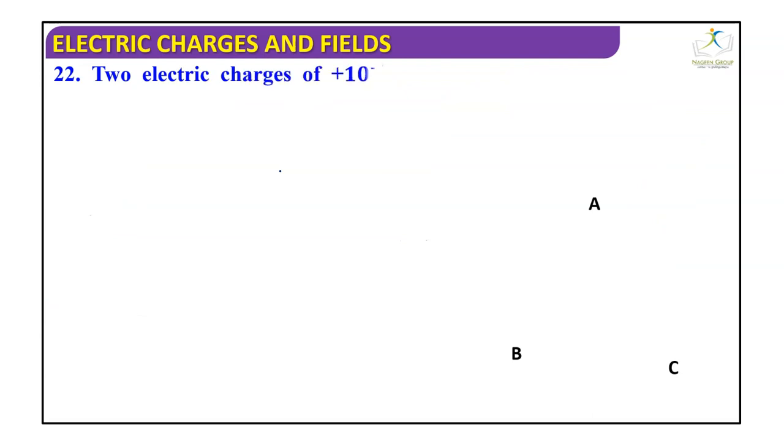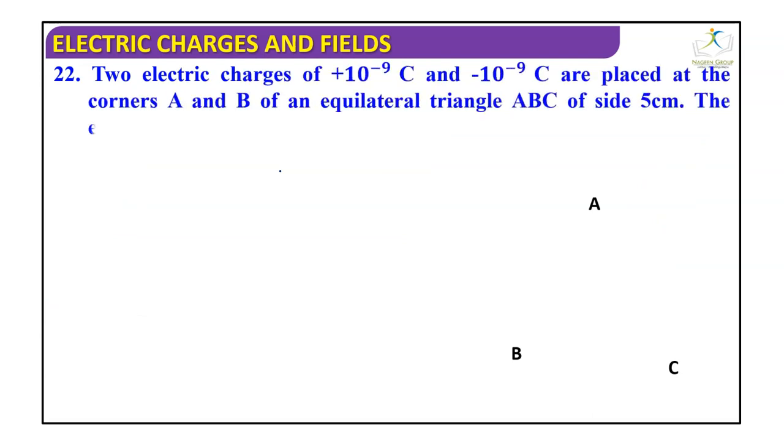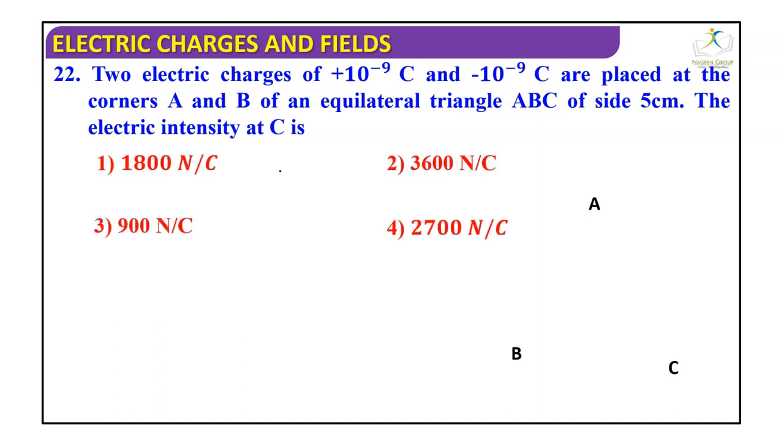Now, two electric charges of 10 to the power minus 9 coulomb and minus 10 to the power minus 9 coulomb are placed at the corners A and B of an equilateral triangle ABC of side 5 cm. The electric intensity at C is. So, let us see the solution of this question.